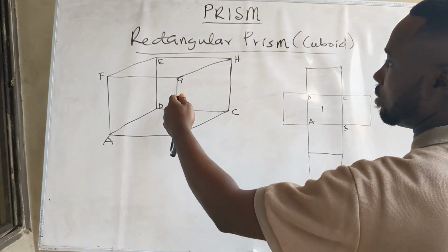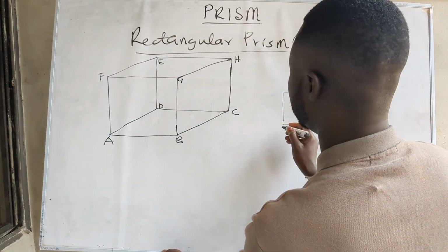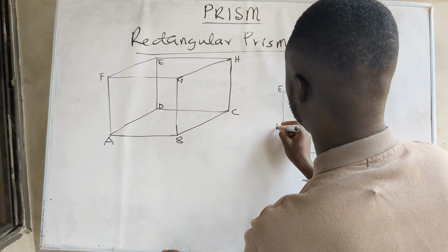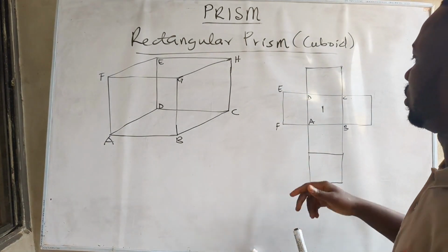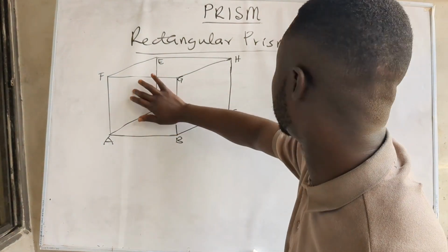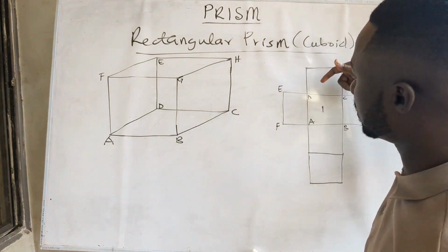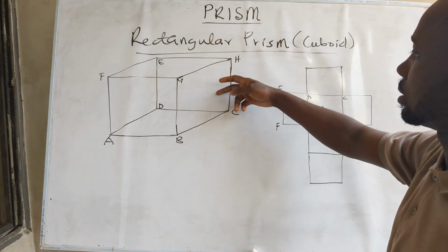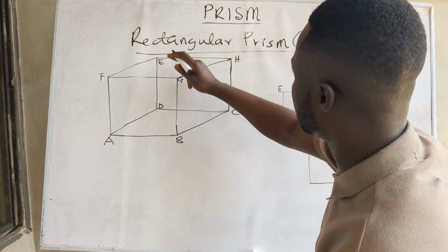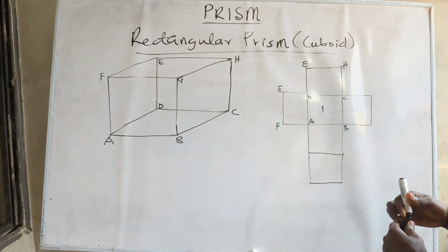When I look at the left side here, we have A, D, E, F. So A, D, and then my E is here, and my F is here. So A, D, E, F is this particular face. Then let me come to this side. This particular side has D, E, H, C. So DEHC is this particular side here.